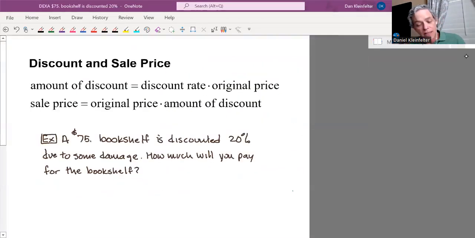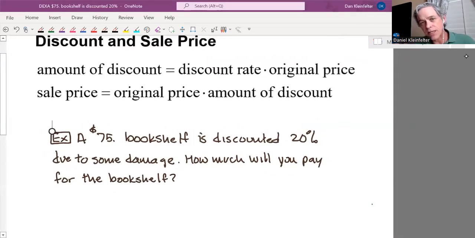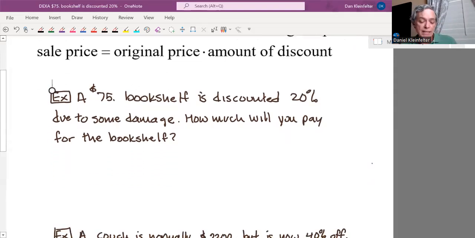Okay. Discount and sale price. When you're figuring out the discount on an amount, again, the discount rate, often given as a percentage, is multiplied by the original price to give the amount of discount, which is then subtracted to give you the sale price. Okay, so let's say that somebody is interested in buying a $75 bookshelf. It's discounted by 20% because it's got a dent in it. Let's say how much you're going to pay for the bookshelf.